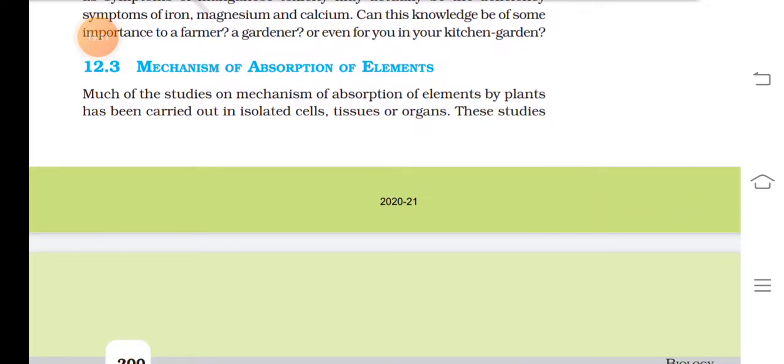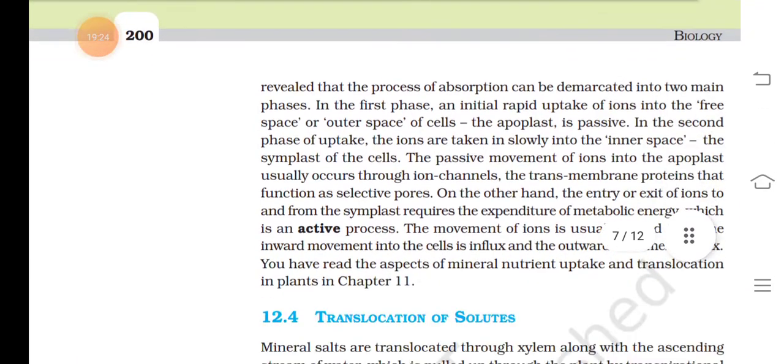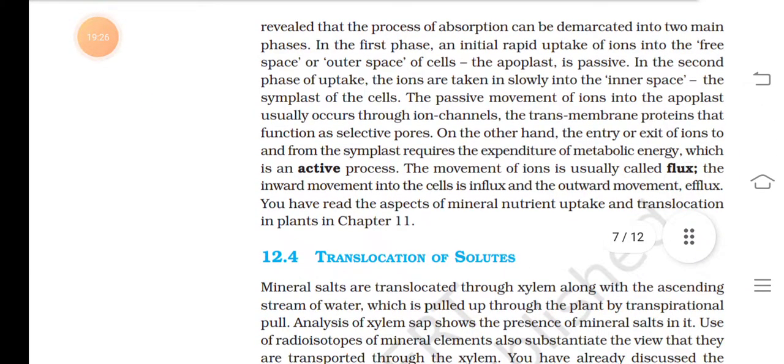12.3 Mechanism of absorption of elements. Much of the study of the mechanism of absorption of elements by plants has been carried out in isolated cells, tissues or organs. These studies revealed that the process of absorption can be demarcated into two main phases.